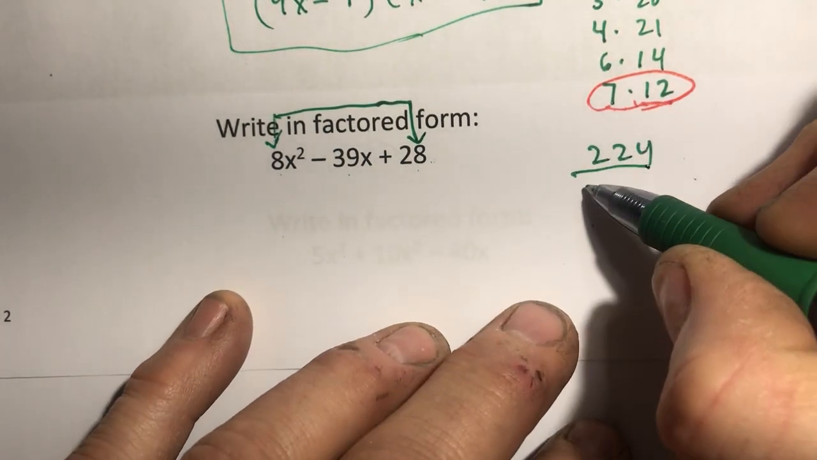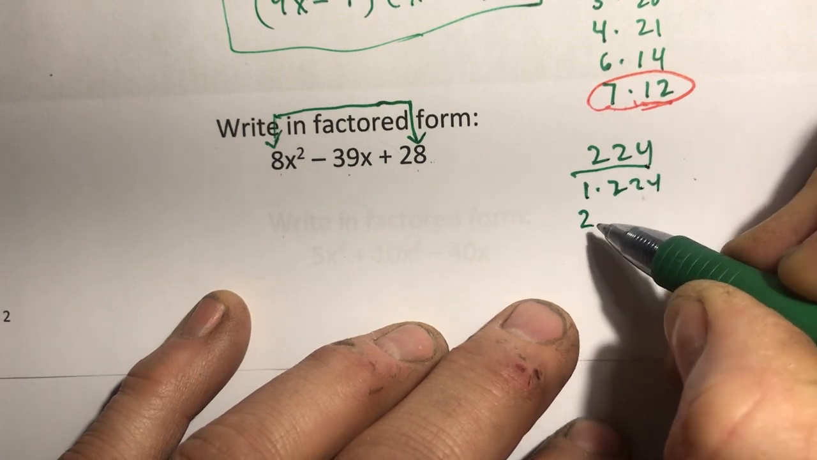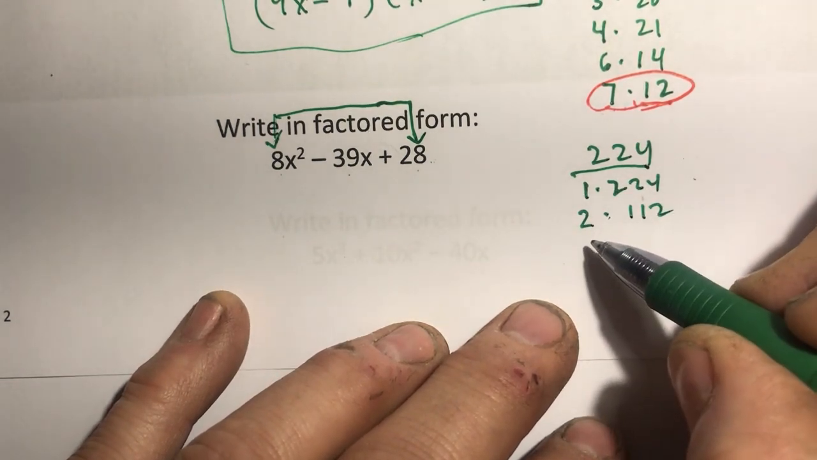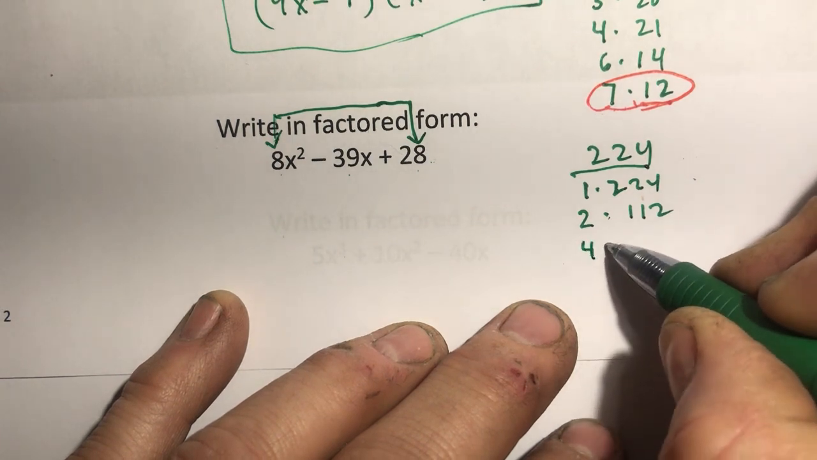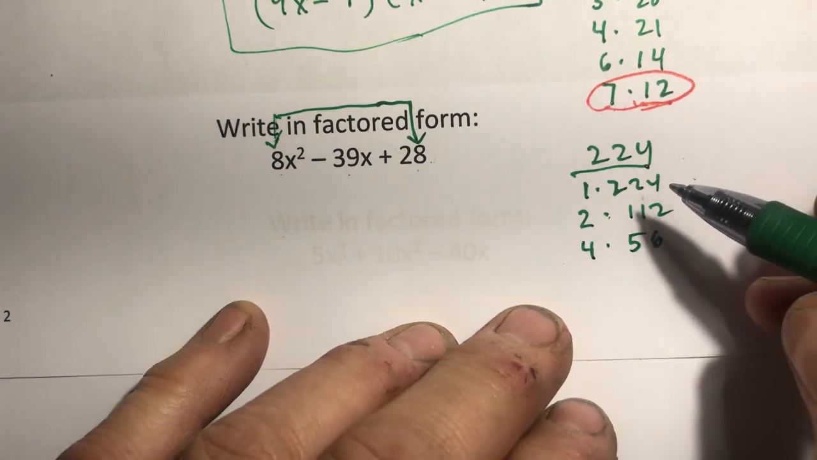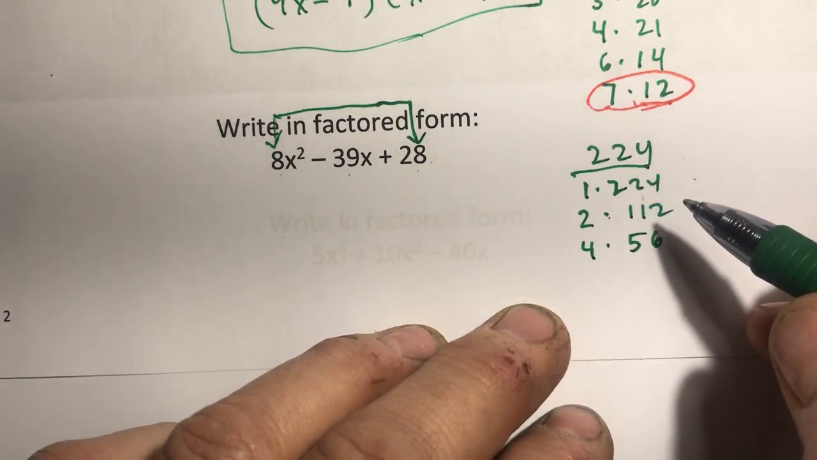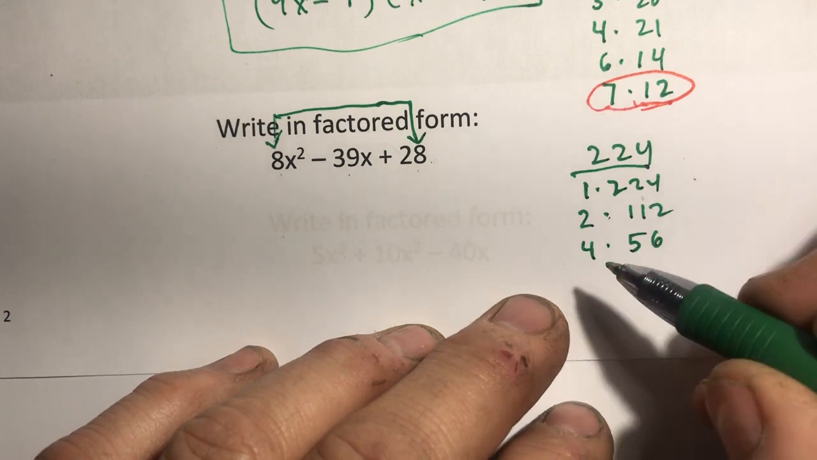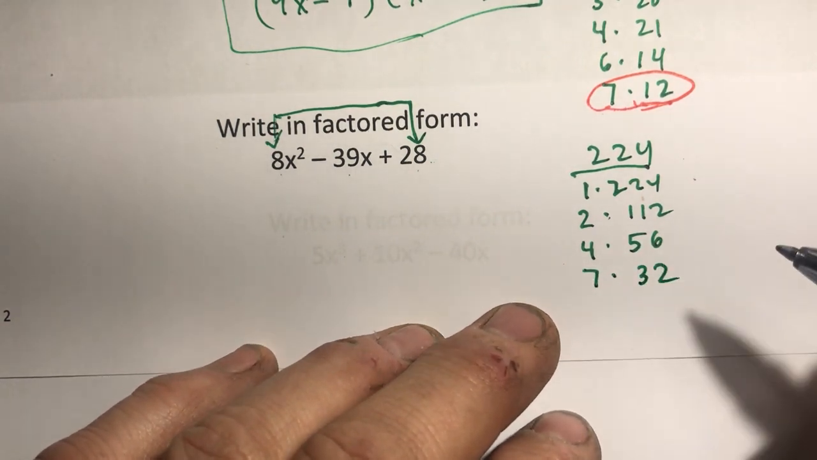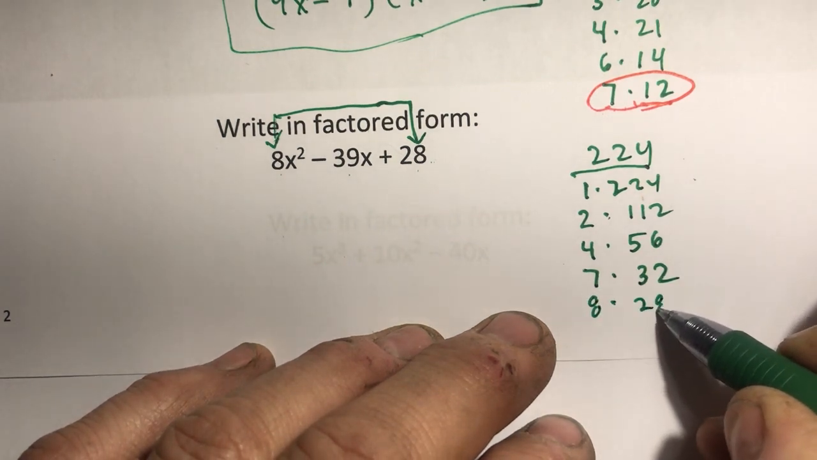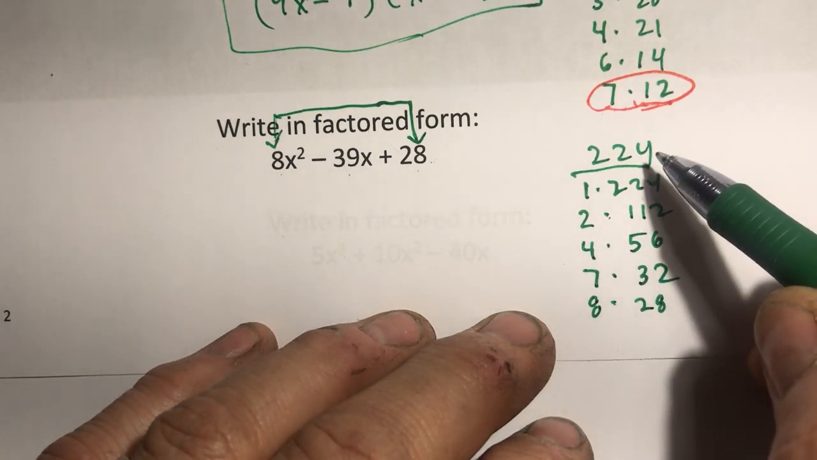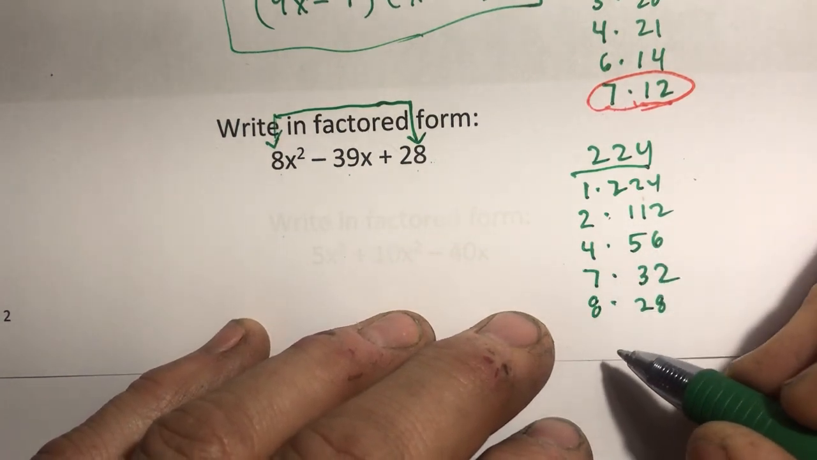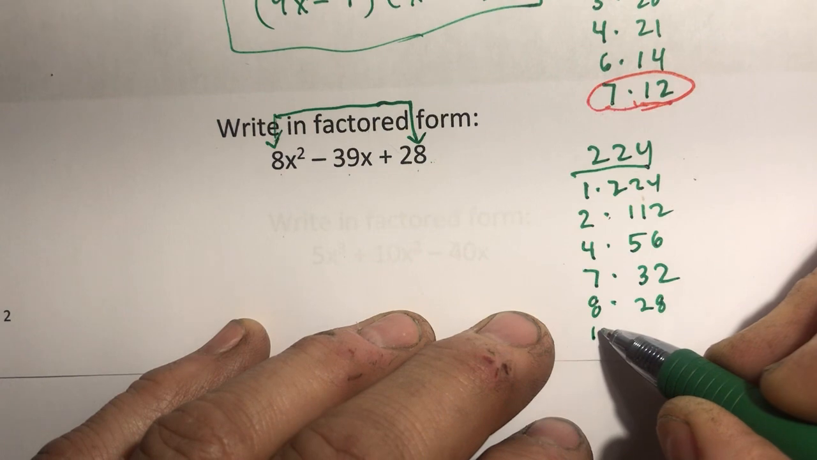All right, so 224 divided by 1 is 224. 224 divided by 2 is 112. 224 divided by 3 is a decimal, so skip it. 224 divided by 4 is 56. 224 divided by 5 is a decimal. 6 is a decimal. 7 goes into it 32 times. 8 and then 28. 9 doesn't go. 10, no, 224 divided by 10 is a decimal. 224 divided by 11, decimal. 224 divided by 12, nope. 13, no. 14 goes into it, though.